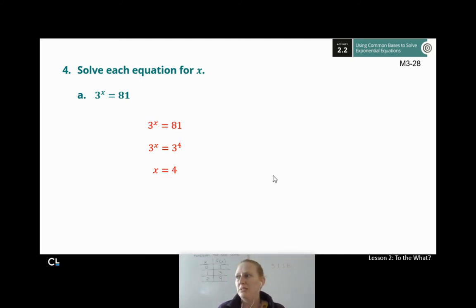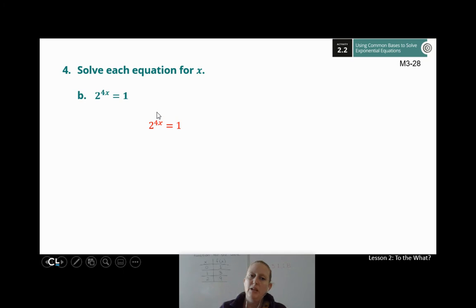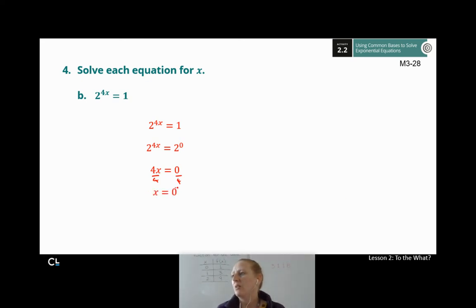If we do the next problem, this one got a little trickier. 2 to the 4x power equals 1. Now, I'm not worried about that 4x. I mean, I will worry about it, but not right now. I want to make sure my 1 has a base of 2. And I had to give this a little thought, but I realized anything to the 0 power is 1, right? So I rewrote this as 2 to the 0 power. So I have a base of 2, a base of 2, and that means then that 4x has to equal 0. And even if I divide both sides by 4, well, 0 divided by 4 is still going to be 0. So we get an answer of x equals 0. Yay.